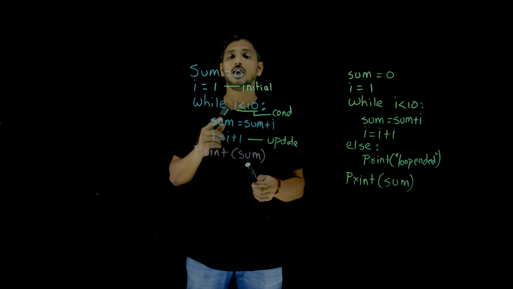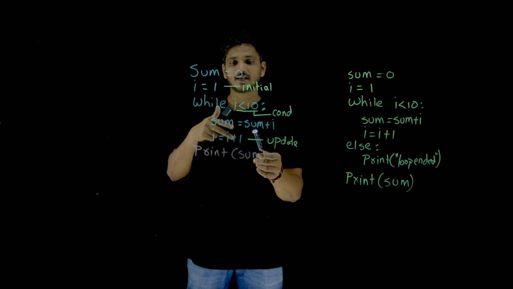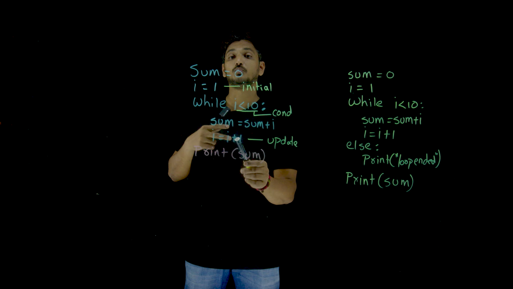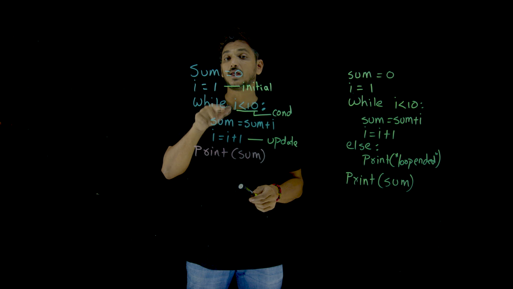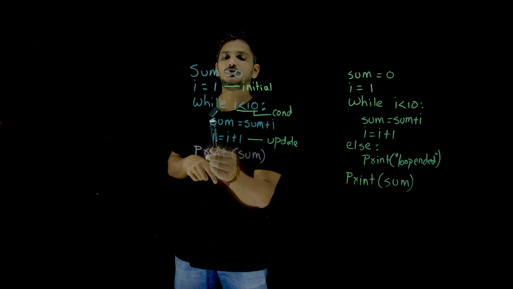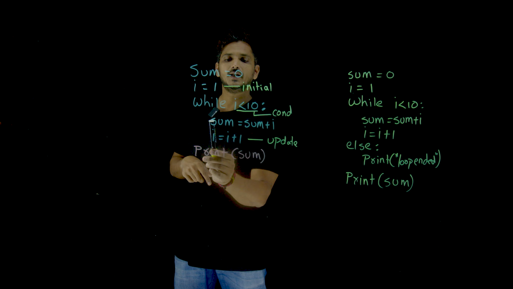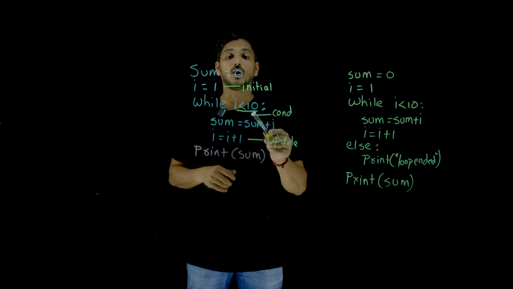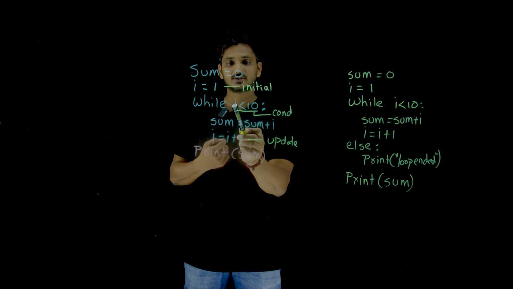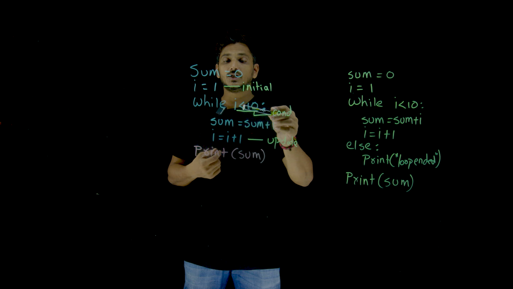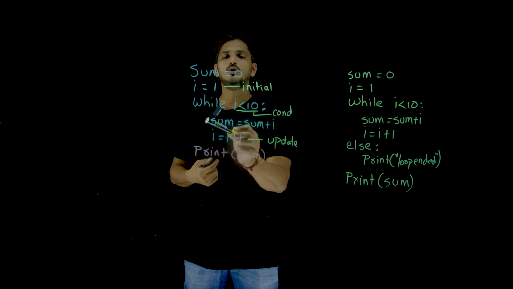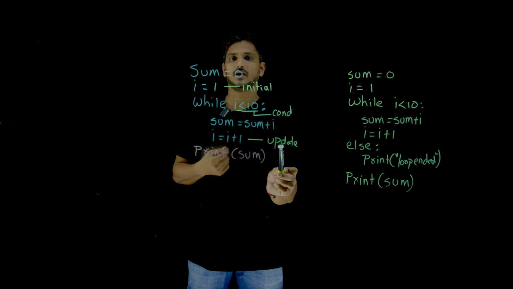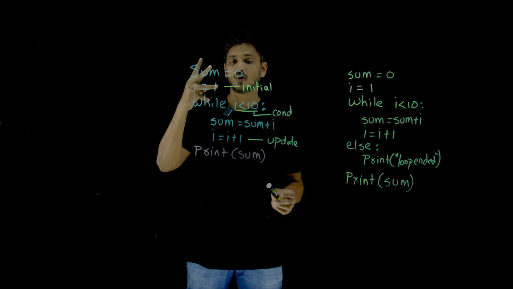What is the body of the loop? How many lines does the body of the loop contain here? In this example, sum is equal to sum plus i, and i is equal to i plus 1. These 2 lines belong to the body of the loop. How do you know that these 2 lines belong to the body of the loop? Indentation. If you follow the indentation exactly, these 2 lines belong to the body of the loop. If this condition is true, it is going to execute the body of the loop: sum is equal to sum plus i, and the last statement we have written is the update. So these are the 3 steps we need to follow.